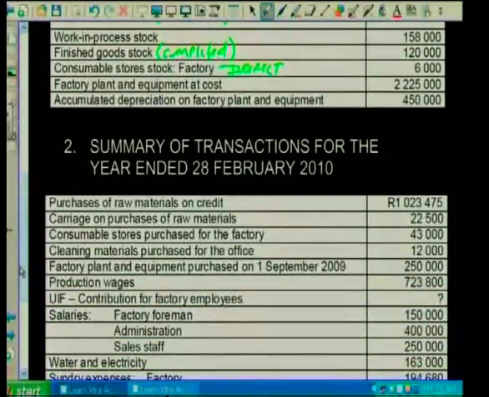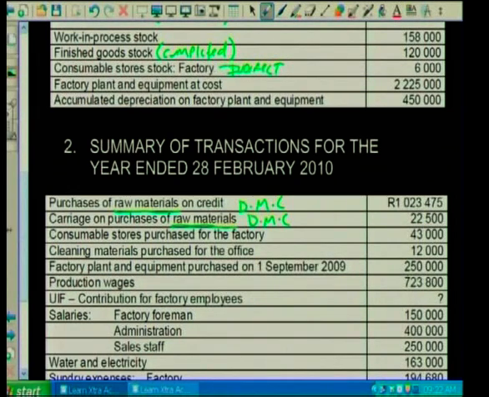Right, next bit of information, summary of transactions for the year ended 28th Feb 2010. We've got purchase of raw materials on credit. Now guys, raw materials obviously refers to my direct material cost. It's going to help me to calculate direct material cost. Then I've got carriage on purchase of raw materials. Again, this is going to assist me with calculating direct material costs because it deals with raw materials.